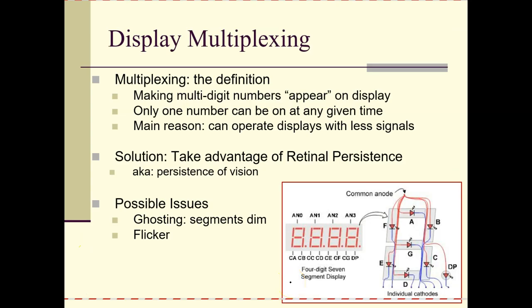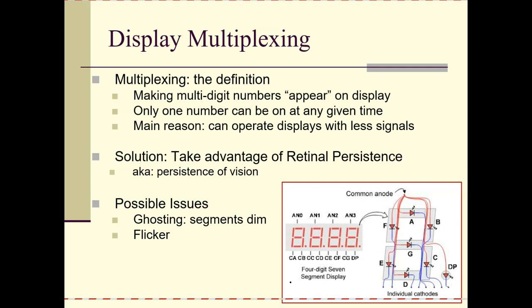In experiment 8, we had to multiplex the displays. What that means is, by the way the displays are wired, which is arbitrary on that board, you can only put one of the same number on those 4 displays at the same time. The way we make it look like a normal display is we turn one digit on at a time, but we do it fast enough to look like there are multiple digits on, which takes advantage of the human visual system, retinal persistence or persistence of vision.